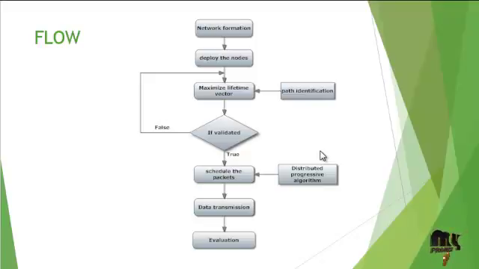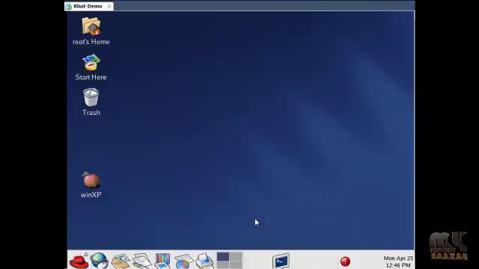So the data packet is sent via only the active nodes. Then data transmission is done via those nodes, and the evaluation process is done based upon four parameters: packet delivery ratio, energy, throughput, and delay. Let us see the output of our project.